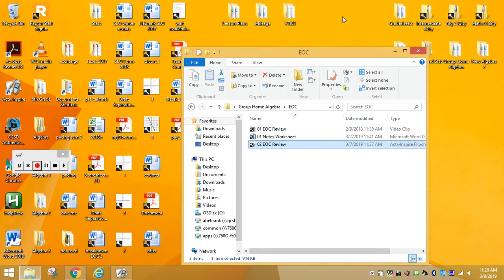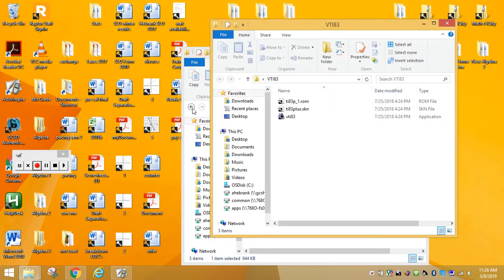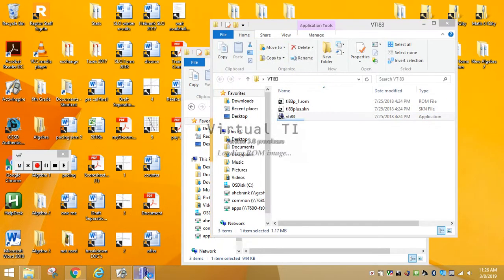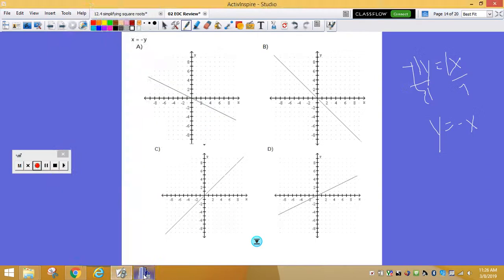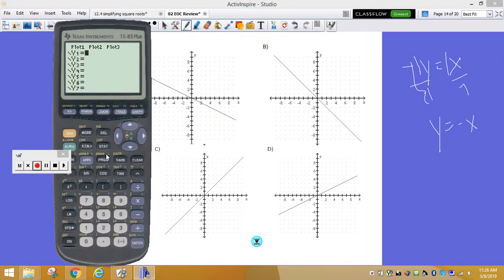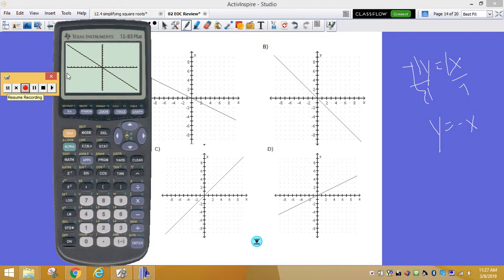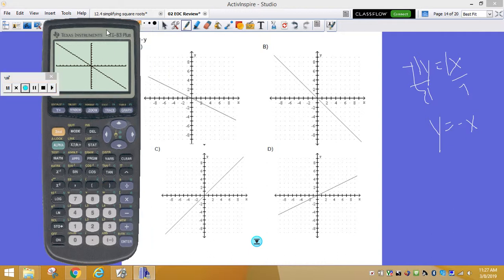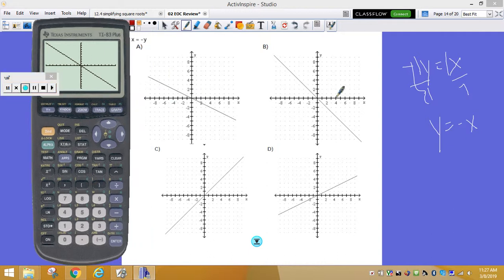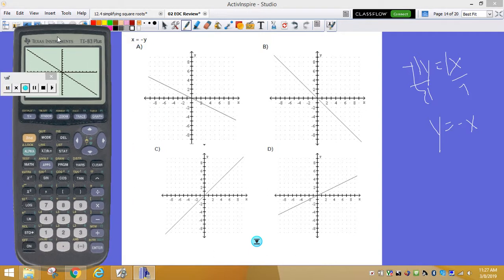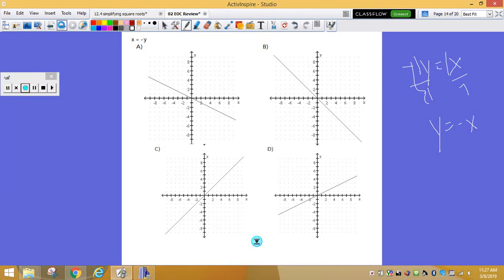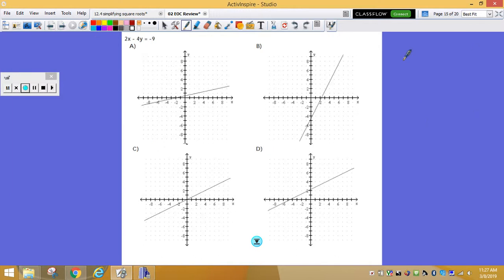Let me pull up the graph. So we're going to go to y equals, and we're going to graph -x. And you can see that A and B both go down, but one is a better looking, closer fit, and it's going to be A. So that's what we're going to do here. You got to solve for y, type it in your calculator, and then match the graph. So let's do this one.